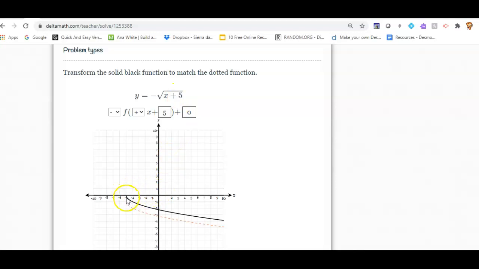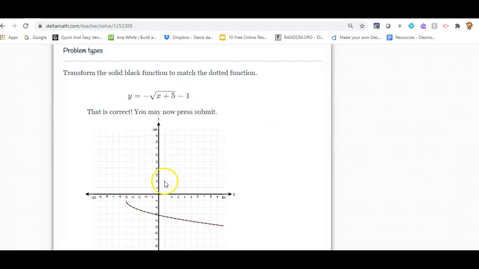But I also need it to slide down. So I need to go down 1, minus 1 at the end, and it slides down. You can see that this is a transformation of the parent function y equals radical x. It's gone 5 units left, 1 unit down, and it's reflected across the x-axis.